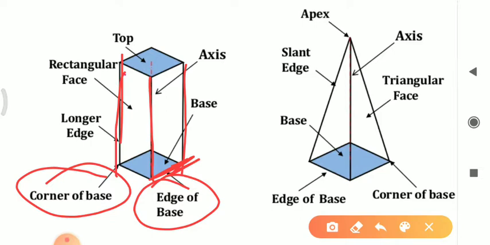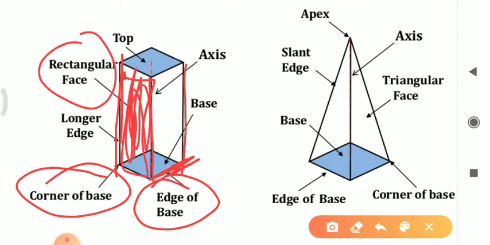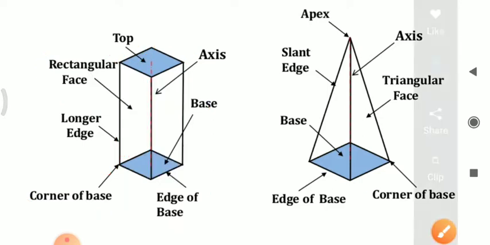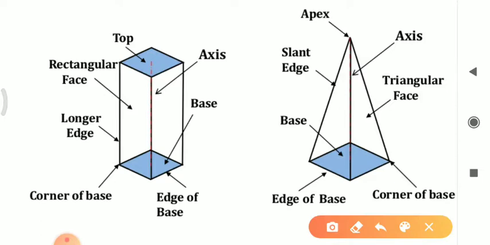And this portion, I am making dark here, is called a rectangular face. As it is a square prism, it has four rectangular faces. So this is the naming. The bottom is the base, this is top. If I reverse it, this portion becomes the base and this becomes the top.